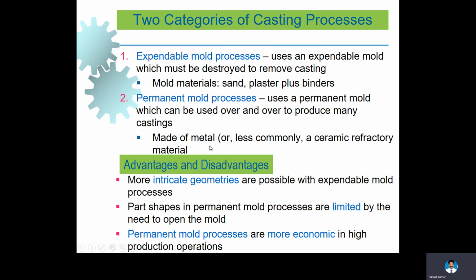The disadvantage of permanent mold casting is that only very simple parts can be produced, but mass production is possible. This is the advantage of a permanent mold casting. In the case of expendable or sand casting, the advantage is that complicated, intricate geometries can be produced by expendable mold casting. So whenever we have mass production, we need to go for a permanent mold casting because we can use the mold over and over.